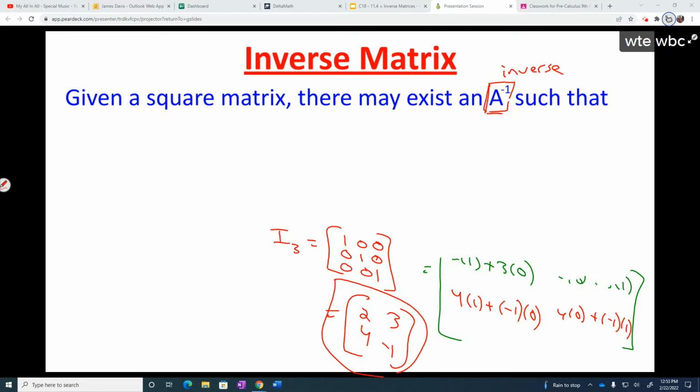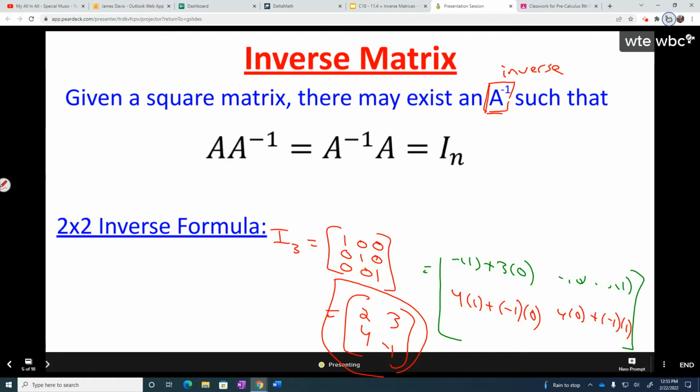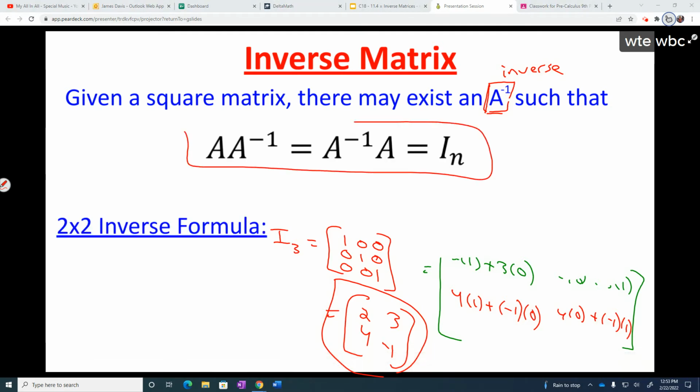An inverse will always have to be a square matrix. And this is an important property that we're going to use in order to solve the equations here. So what this says is any matrix A times its inverse, or the inverse times the original matrix, equals the identity matrix. So a matrix times its inverse equals the identity.